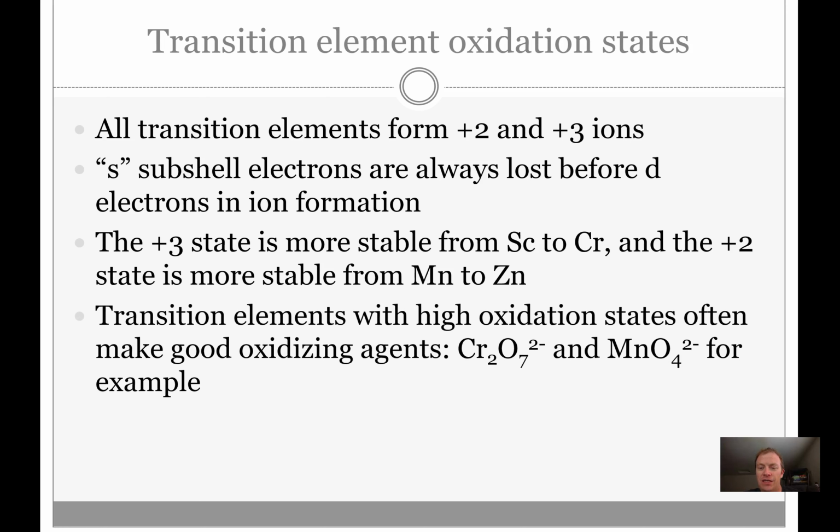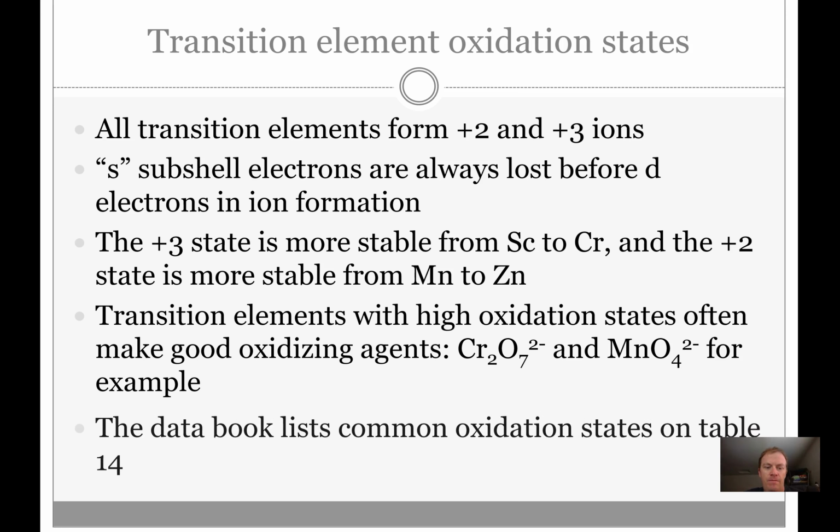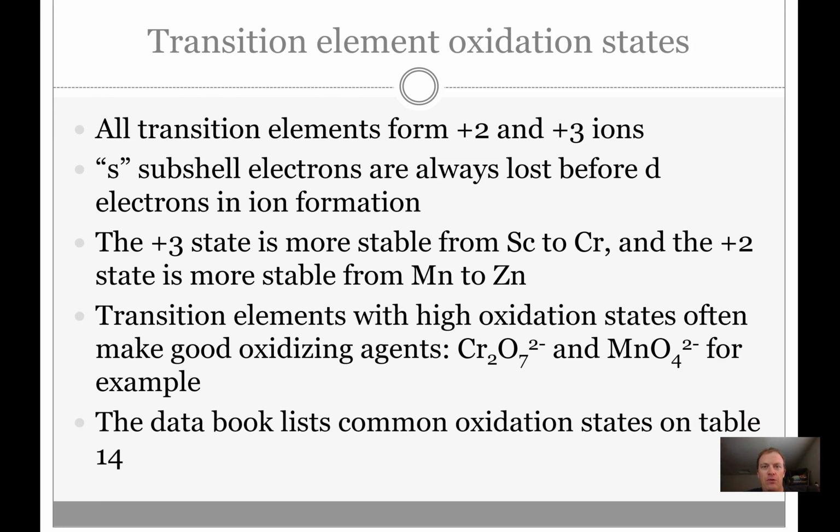Transition elements with high oxidation states often make good oxidizing agents because then they can get reduced. If you've got an oxidation state of +7, like chromium does here, I believe, that gives you a lot of room to take electrons and lower your oxidation number. And therefore, since you're getting reduced, you're a good oxidizing agent. And as I mentioned, there's a table of common oxidation states if you're ever asked about it or curious about it.